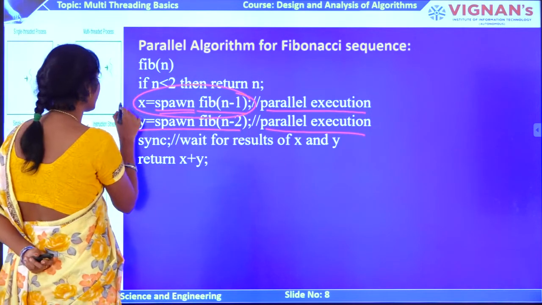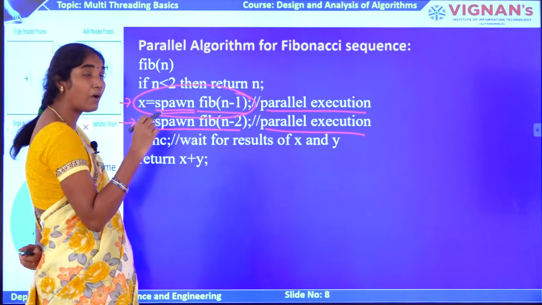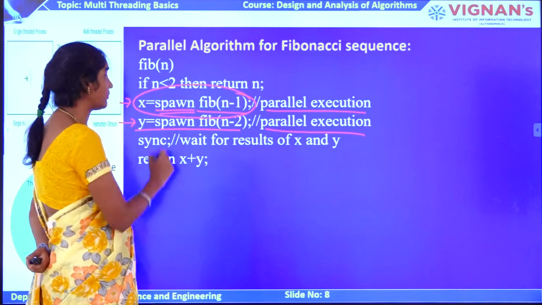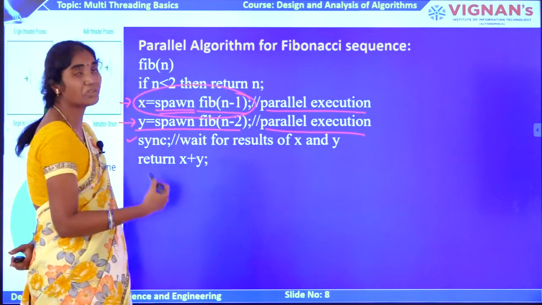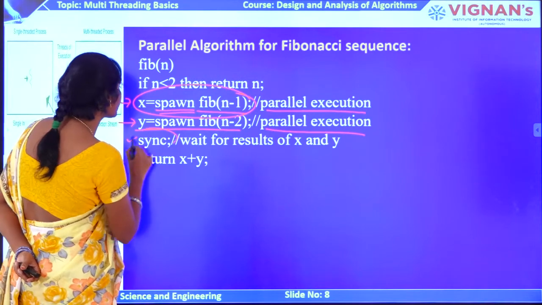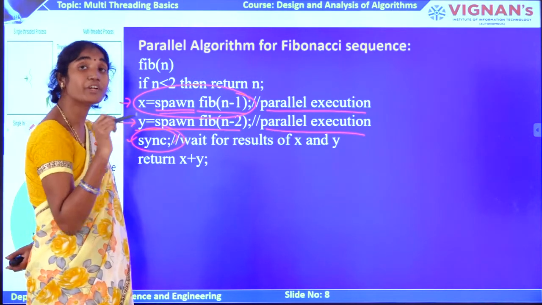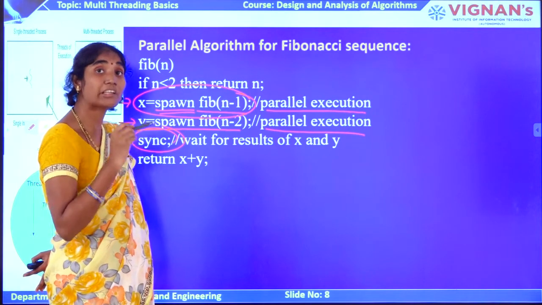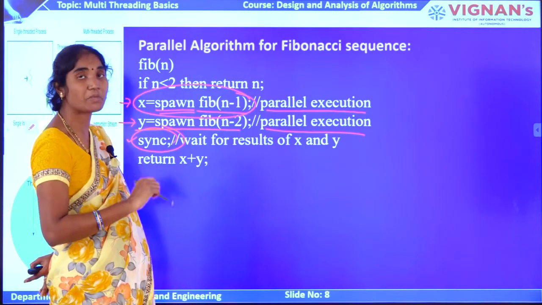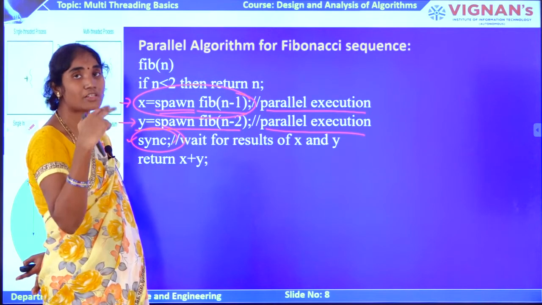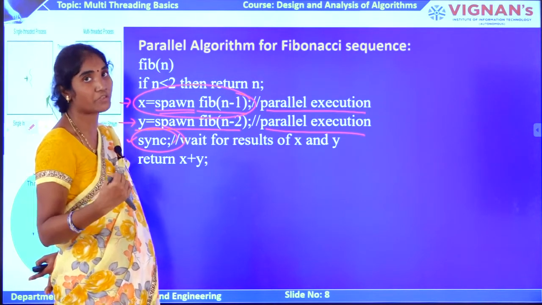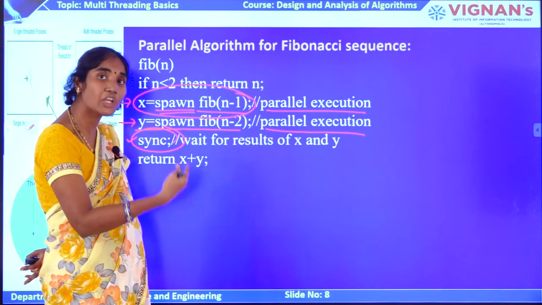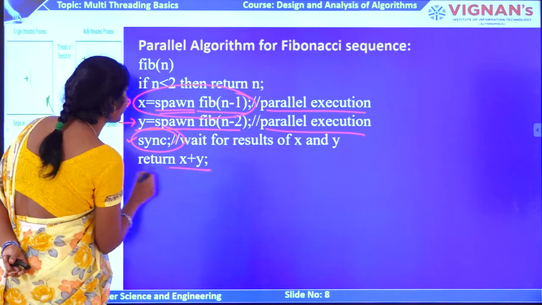In parallel, this statement and this statement are executing. Now after finishing these two statements, the next statement will be executed. That's why here we have sync. Sync stands for wait for the results of x and y, because here for x and y we are making it a spawn operation. Spawn operation means that until those two processes are completed, the next operation will not be started whenever we are giving an operation as sync. So here, return x plus y.